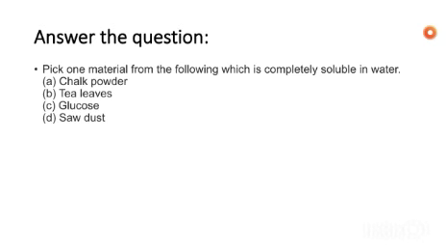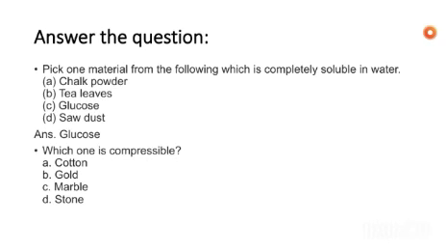The next question we have is, pick one material from the following which is completely soluble in water, and the options are chalk powder, tea leaves, glucose and sawdust. So quickly children, pick up any option. We have to find which will be soluble. We have previously solved the match the following, right? So completely soluble means there will be no trace. Among this, the correct answer is glucose. Why? Chalk powder also will leave some of the particles behind, but glucose is completely soluble and it will form a solution. So glucose is the correct answer.